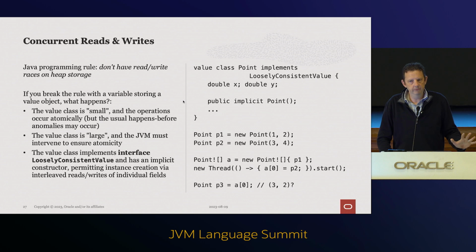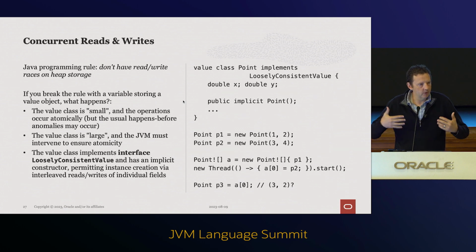In general, the rule for programming is don't have races. You have races, bad things will happen. And that was a pragmatic approach to getting performant code in the early days of Java, and it continues to be. So the overhead of ensuring atomicity for flattened data, depending on how big it is, can get quite large. And rather than forcing that overhead on everyone, we want to offer people the choice.